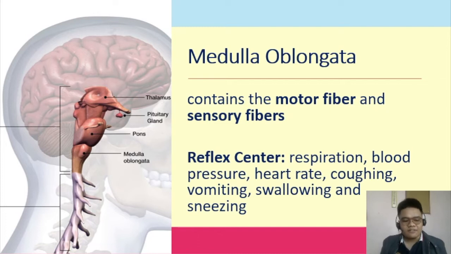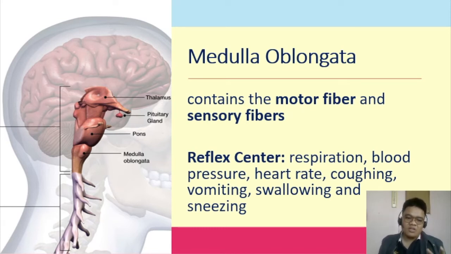Class, your medulla oblongata is considered to be the reflex center for respiration, blood pressure control, heart rate, coughing, which is also a protective mechanism, vomiting, swallowing, and sneezing. Meaning, a problem in my medulla oblongata would possibly lead to problems in breathing and circulation, vital functions of our life.